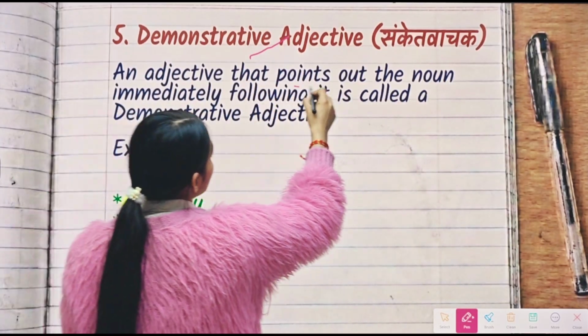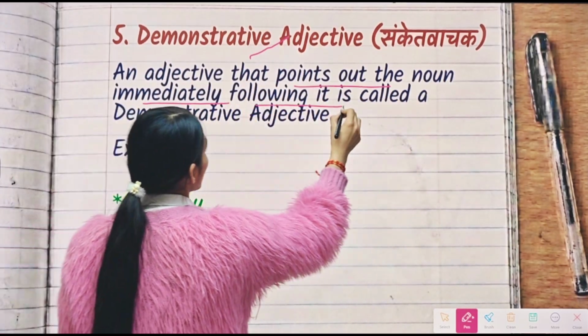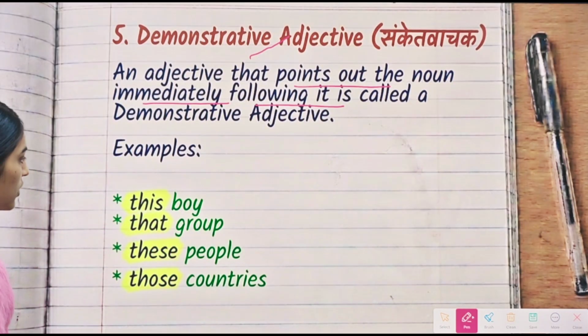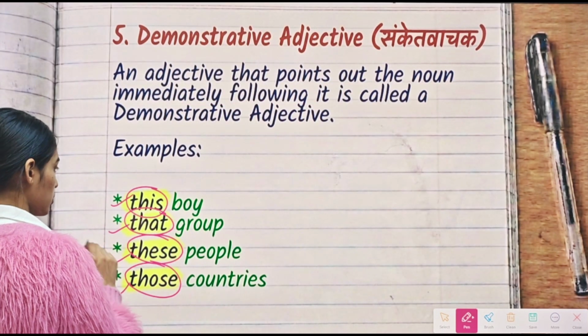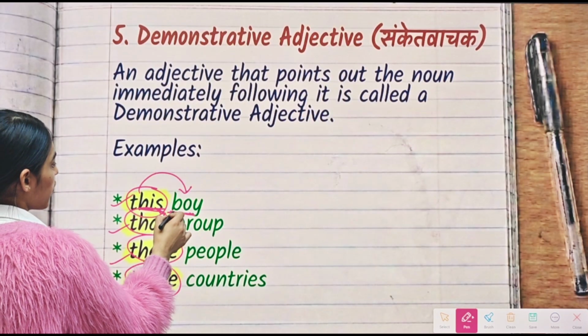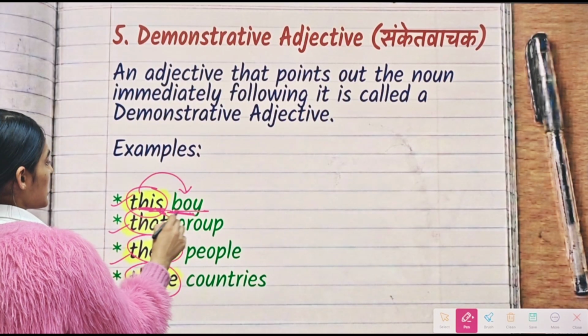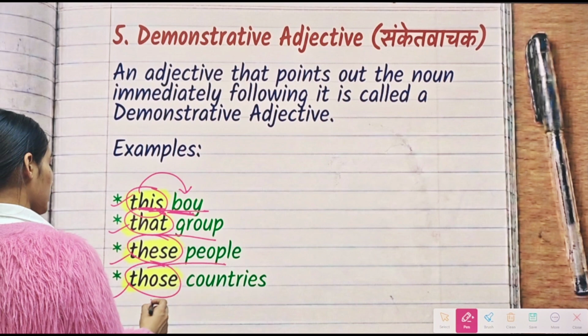Alright, now moving on to the 5th one that we have, demonstrative adjectives. An adjective that points out the noun immediately following it is called a demonstrative adjective. So let's see, we have 4 demonstrative adjectives, that is this, that, these, those. They are immediately followed by a noun. As you can see, this boy, that group, these people, those countries.